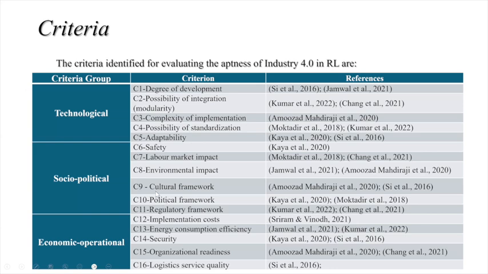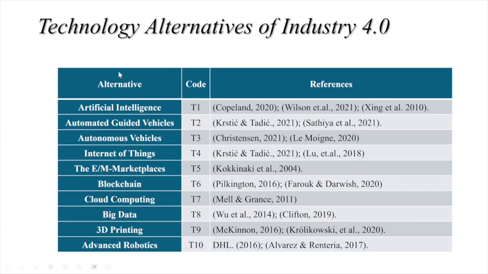So 6 criteria have been evaluated. They have been classified under technological, socio-political, economic, and operational. So what we did first was the evaluation of the criteria where Industry 4.0 in reverse logistics as a whole has been applied. The second thing was to identify, in the industry, what are the alternative Industry 4.0 technologies that are available.